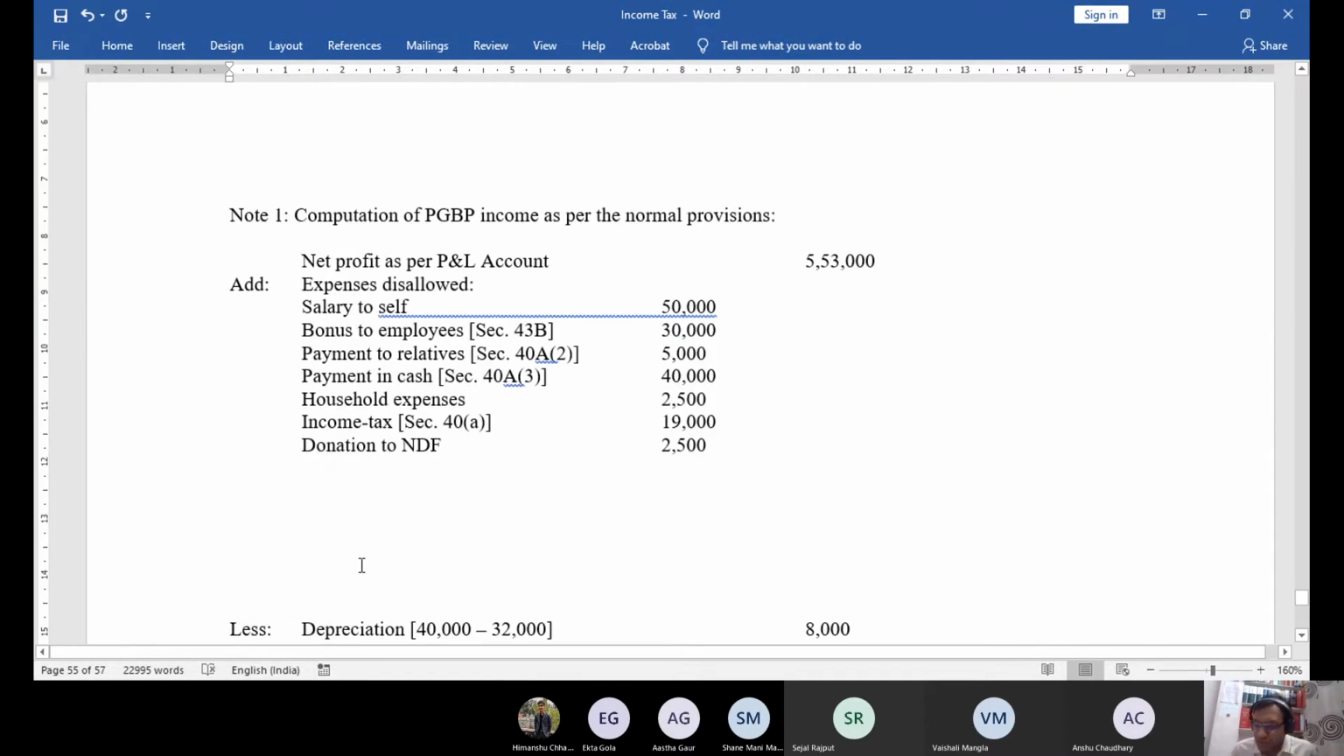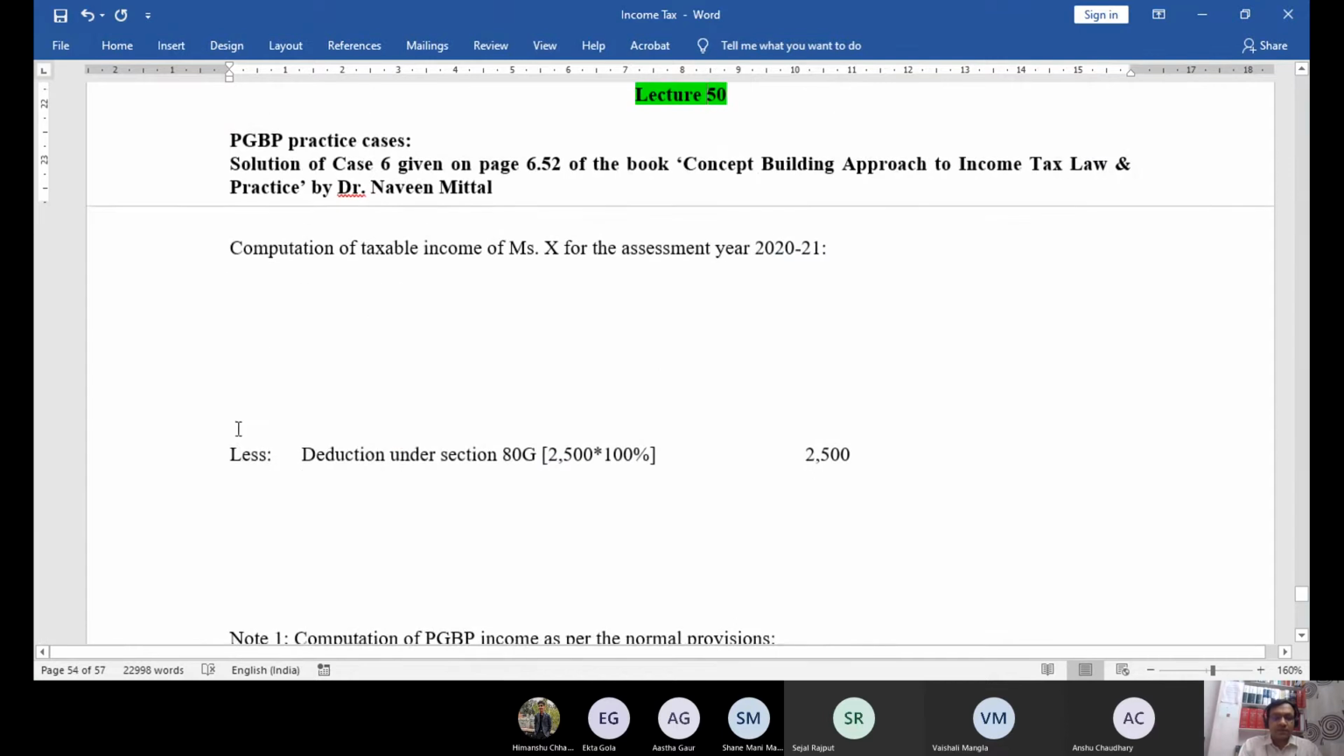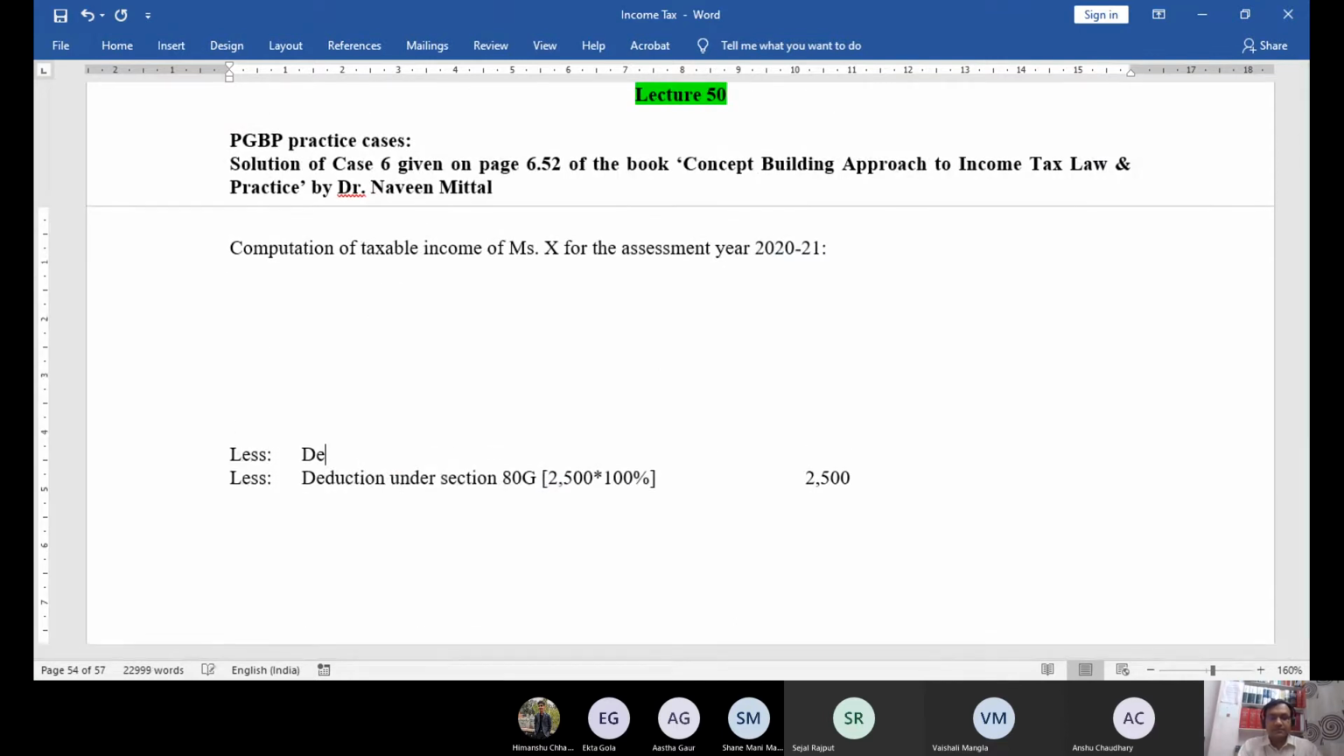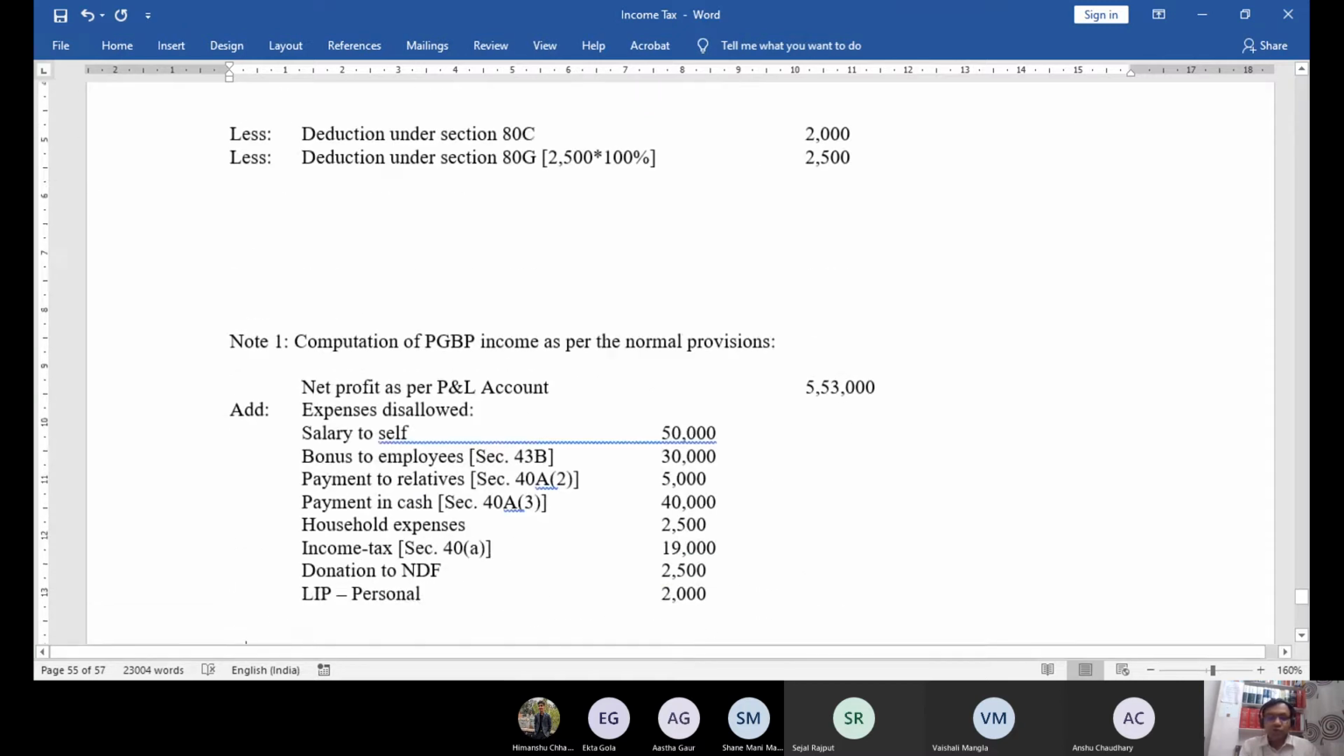Next point, life insurance premium on life of assessee. It's a personal expenditure. LIP, life insurance premium, it's personal. It is not allowed. But do you remember, I will get this as a deduction under section 80C. Less, deduction under section 80C, 2,000.